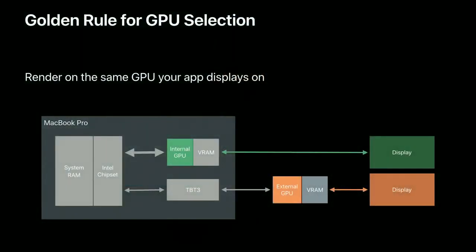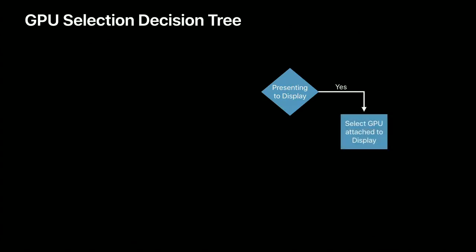The best advice that we can give you is to render on the same GPU that's driving the display your app is on. I call this the golden rule of GPU selection. So let's extend this and build a decision tree. So if the content your app is rendering will be presented to a display, you want to select the GPU that's driving that display. This is our golden rule.